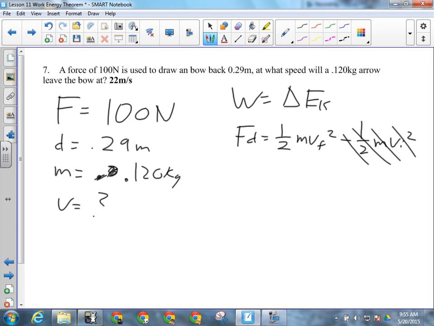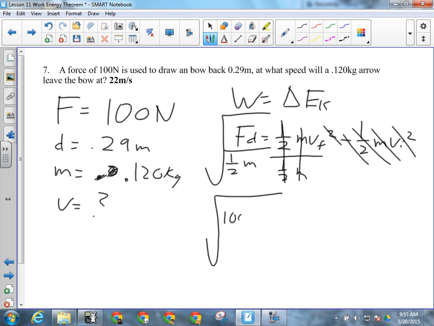How do I get vf by itself? Divide by half of m. All right, and then what do I do? Square root. That gets rid of the square. Now I can plug in my numbers. 100 times 0.29 divided by 1/2 times 0.120. And when I do that, I should get 22 meters per second.